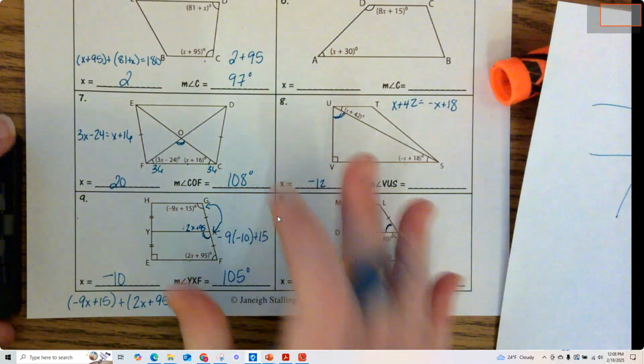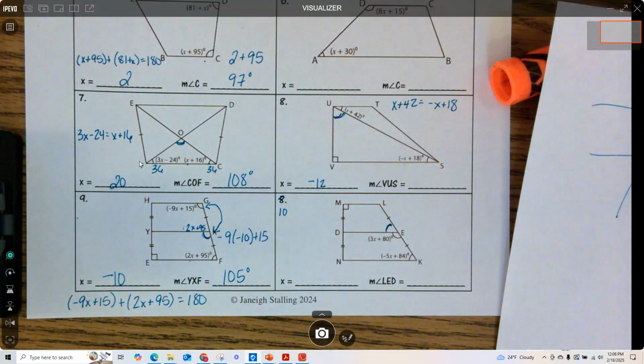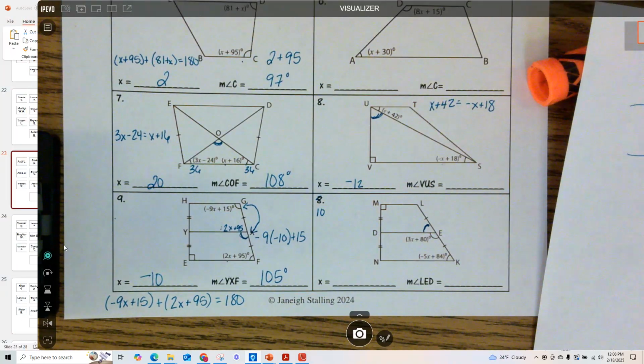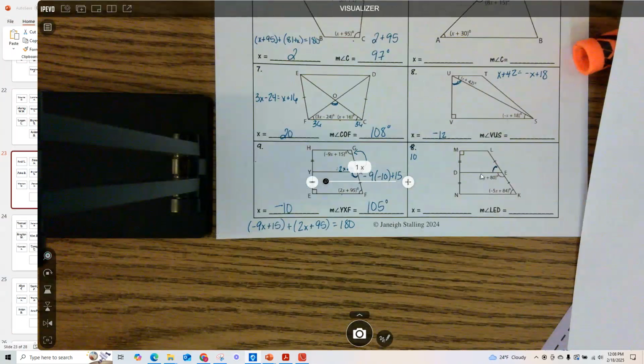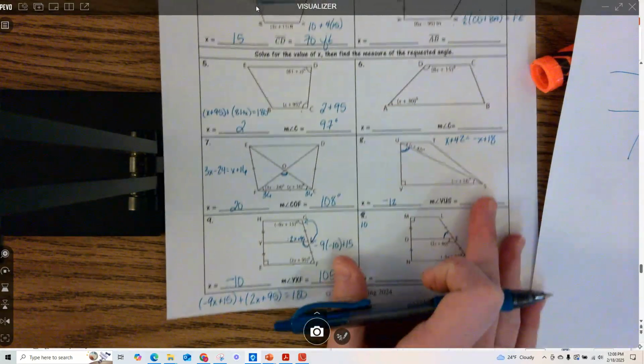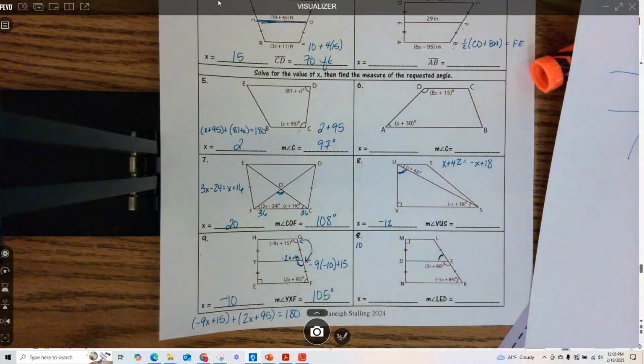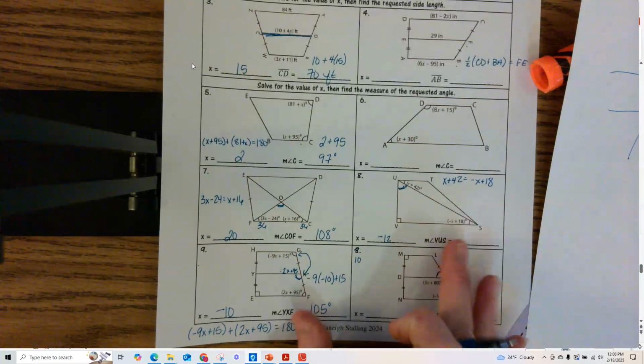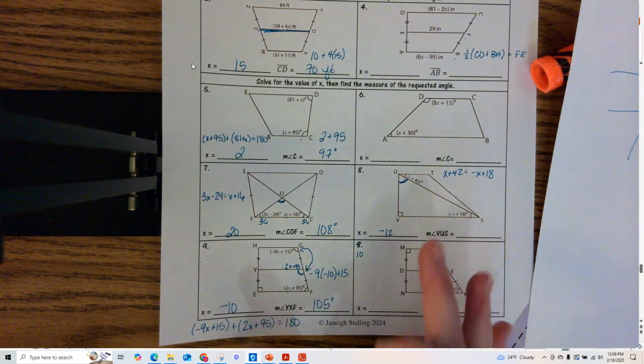Okay, so let me zoom out where you can kind of see everything that I wrote. Hopefully, yeah, I think I can get it all on there. Okay.